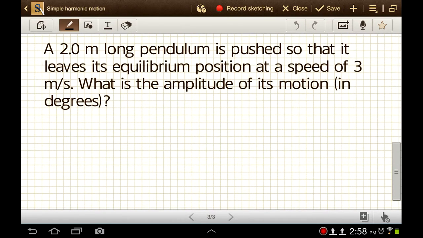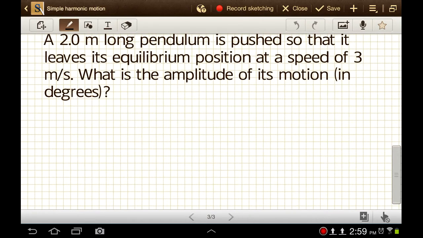Say we have a 2-meter long pendulum like the one that we have hanging from the ceiling in our classroom, and we'll have it pushed so that it leaves its equilibrium position at a speed of 3 meters per second. We want to know what the amplitude is for the simple harmonic motion that follows. So in order to solve this one, we're just going to say that our total energy initial has to be equal to the total energy final.